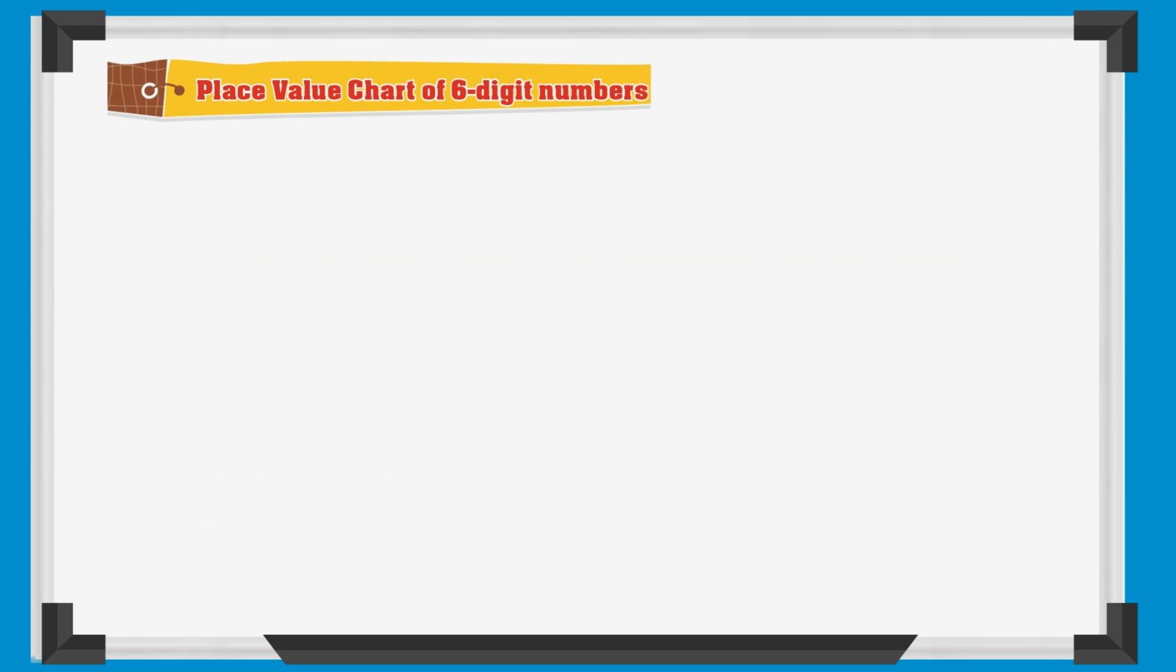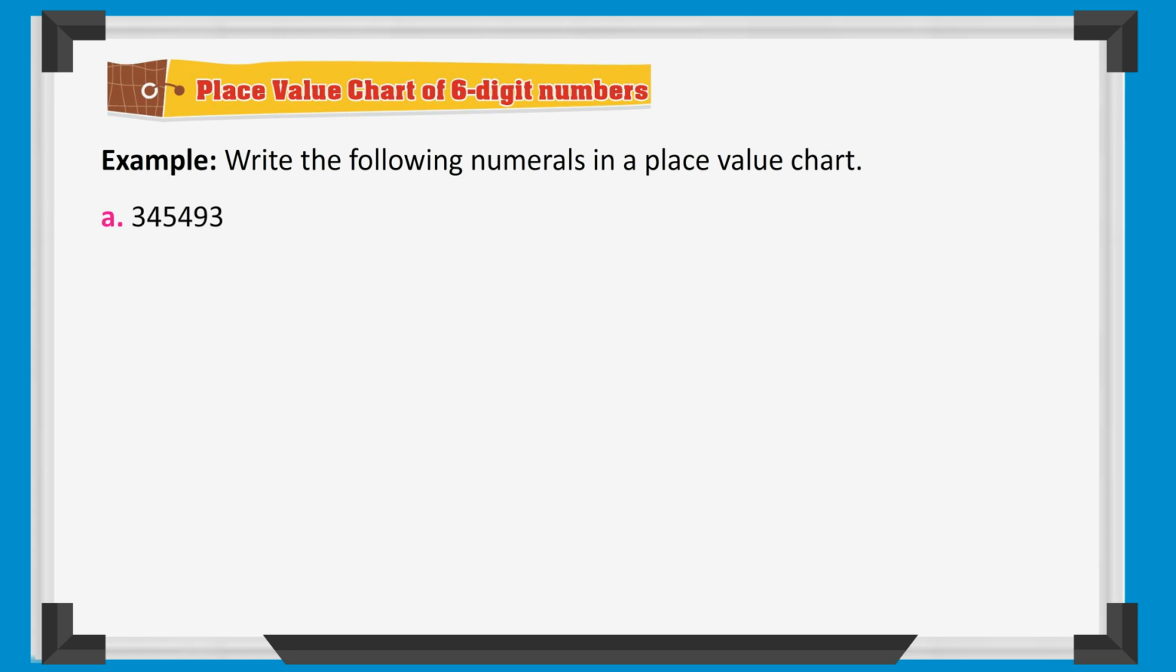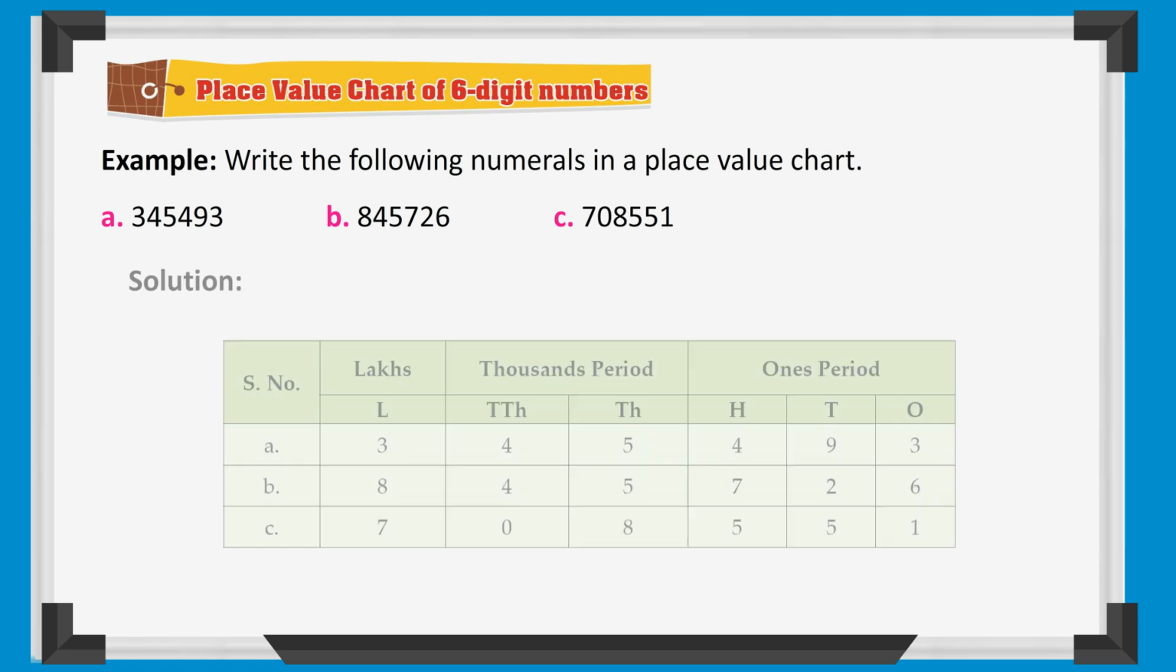Example. Write the following numerals in a place value chart. A. 345,493. B. 845,726. C. 708,551. Solution.